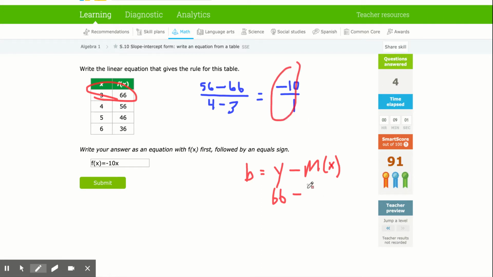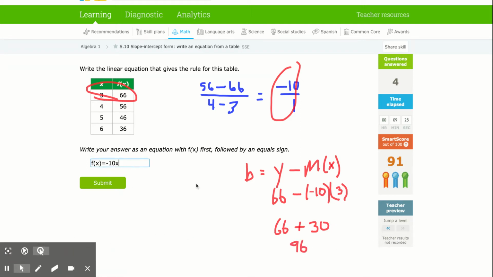So I do a negative 10, so I'm going to get a double minus sign. Always be careful of your minus signs. Times my x value, which was 3. I kind of covered it up over there. 3. So I have 66 plus 30. So I actually get 96 is my y value. So I come back over here and I type in plus 96.